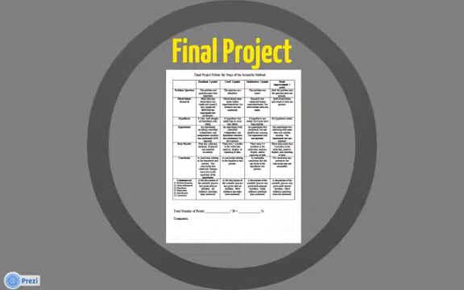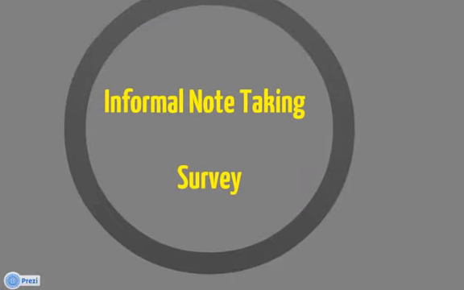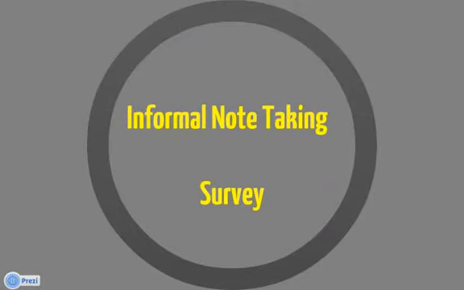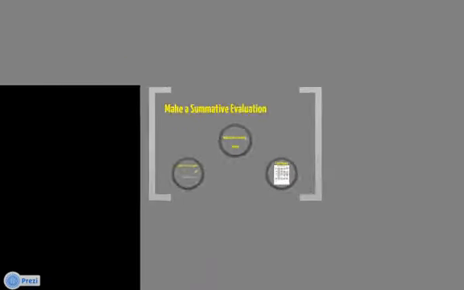A rubric will be used to assess final projects. Students will be informally assessed daily by teacher note-taking as students are participating in class. Students will also be asked to complete a survey which asks the students' opinions of the unit design. This survey will determine the effectiveness of the unit design.